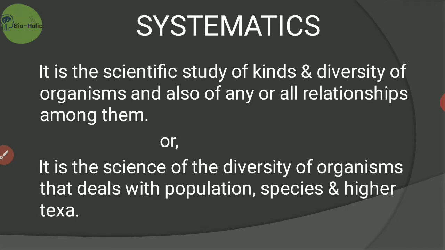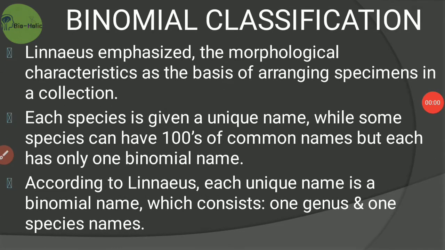Next, to understand taxonomy, we have to know about the term systematics. Systematics is the scientific study of kinds and diversity of organisms and also of any and all relationships among them. Or we can say that it is the science of the diversity of organisms that deals with populations, species and higher taxa. Okay?